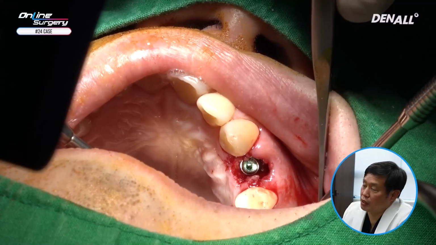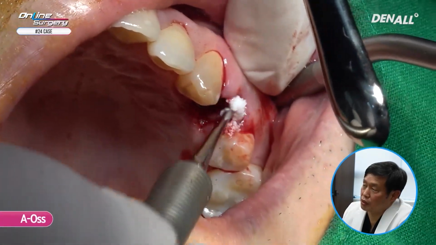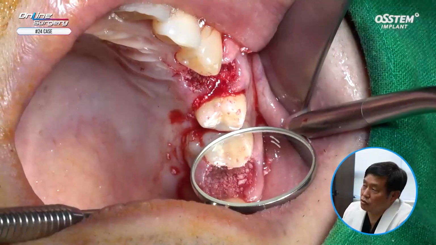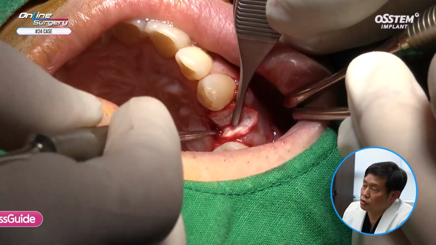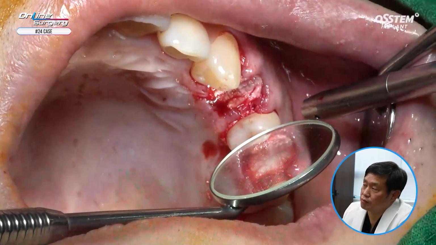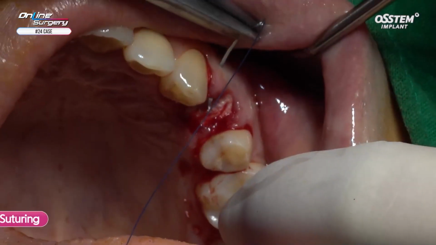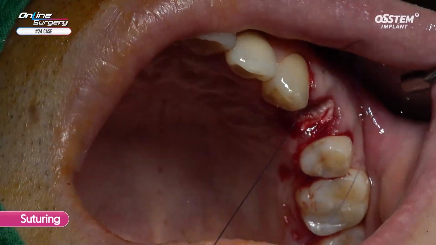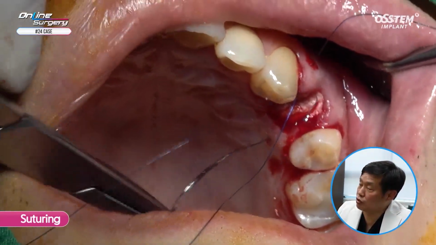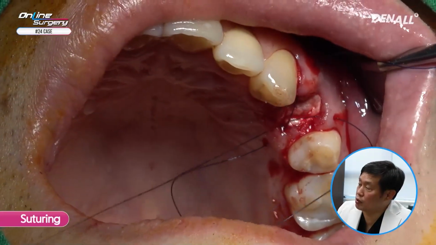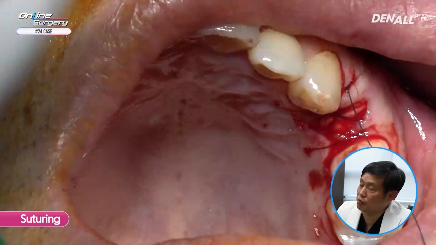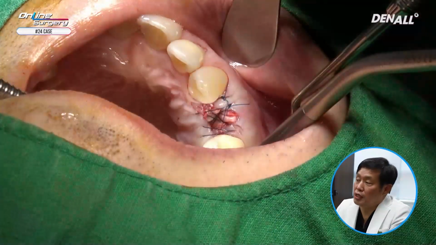On the buccal side, in the area where the bone defect is, A-Oss is used for bone graft. A-Oss was used for graft. OSS guide was used. Collagen membrane was used for coverage and suturing was done. Hidden excess suture is used. Unlike figure of 8 suture, it goes from mesial to distal side. The collagen membrane is exposed, but in general, it heals nicely without major problems.